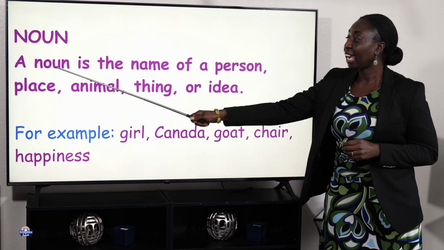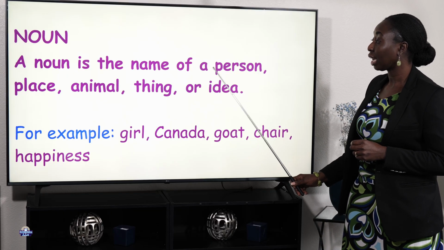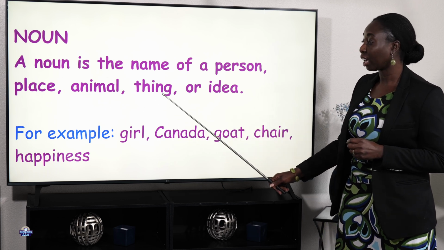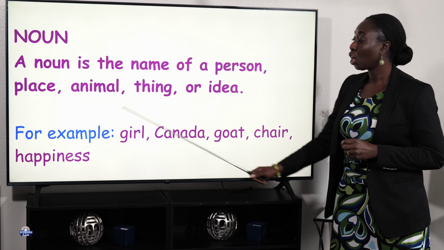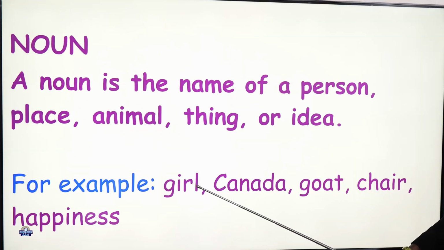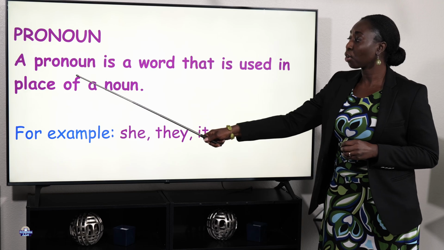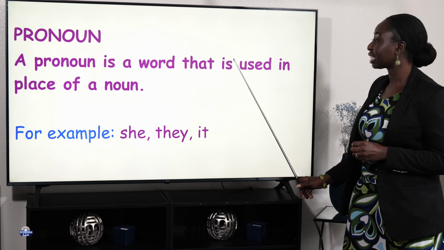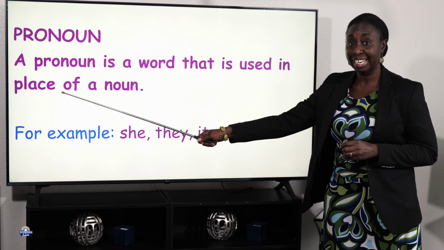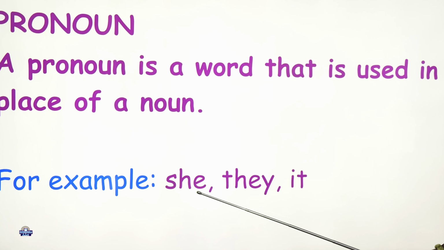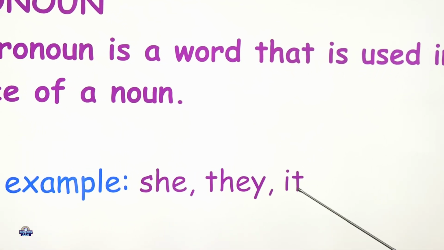Noun. A noun is the name of a person, place, animal, thing, or idea. For example, girl, Canada, goat, chair, happiness. Pronoun. A pronoun is a word that is used in place of a noun. For example, she, they, it.